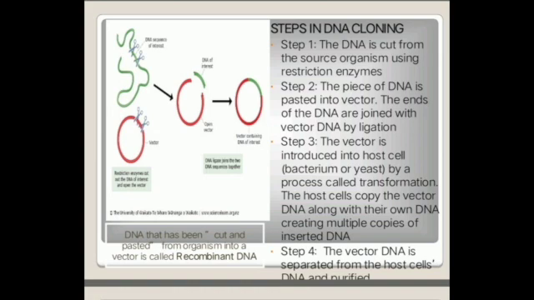The vector is now introduced into the host cell, either a bacterium or yeast, by a process called transformation. The host cells copy the vector DNA along with their own DNA, creating multiple copies of the inserted DNA. The vector DNA is separated from the host cell's DNA and purified. The DNA that has been cut and pasted from an organism into a vector is called recombinant DNA.